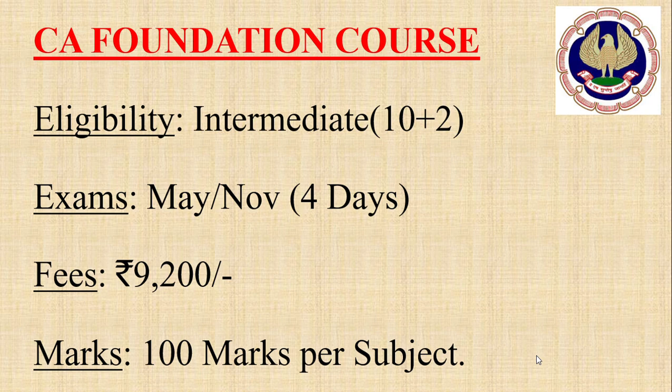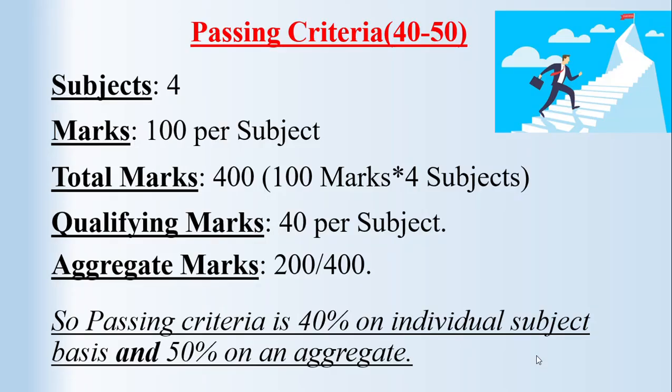Now let us look into the passing criteria. So we will be having 4 subjects which carries 100 marks each. Qualifying criteria per subject is 40 out of 100 marks, and also student has to score minimum 200 marks out of total 400 marks to qualify the exam. To brief you in detail, we will discuss this passing criteria with 4 scenarios in the next slide.